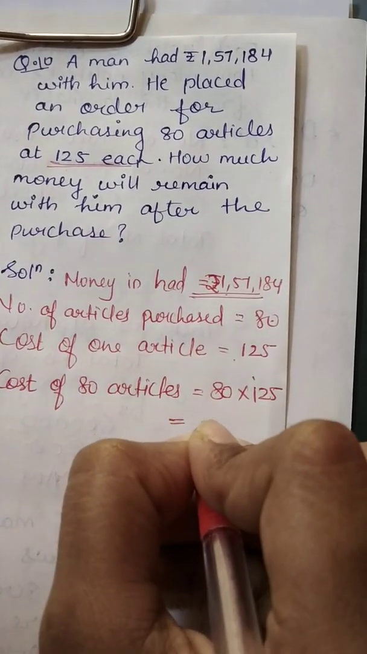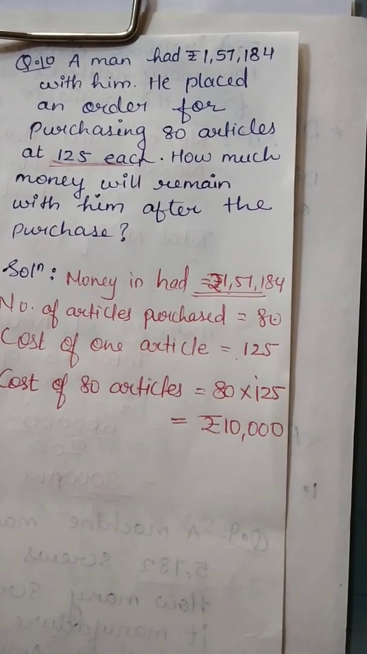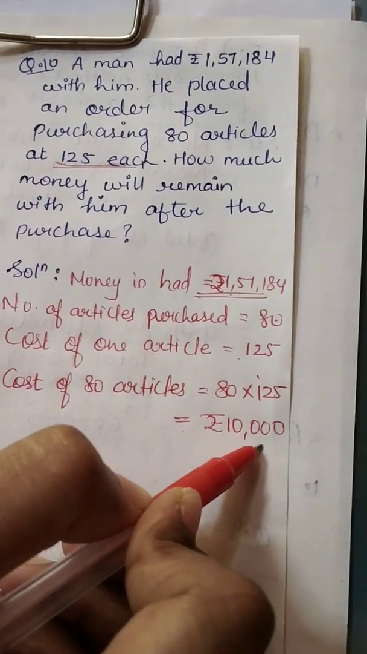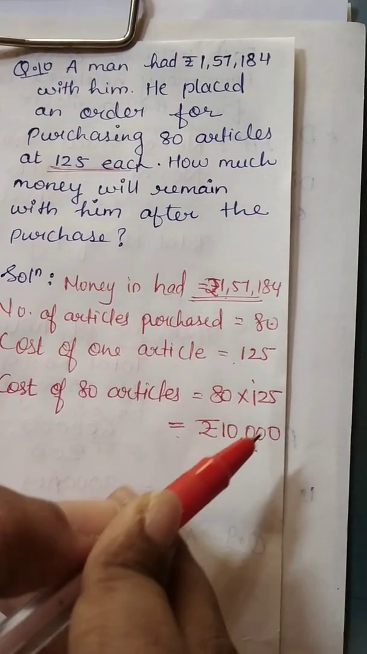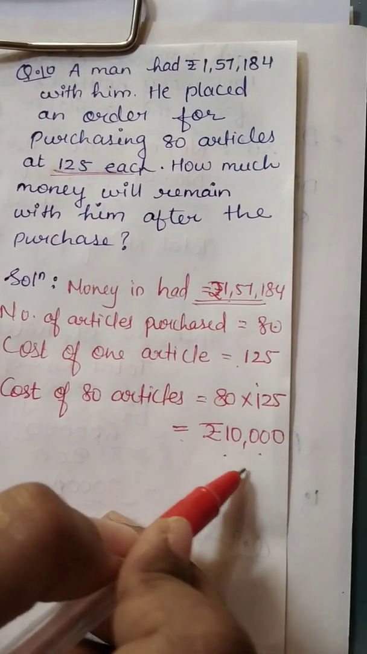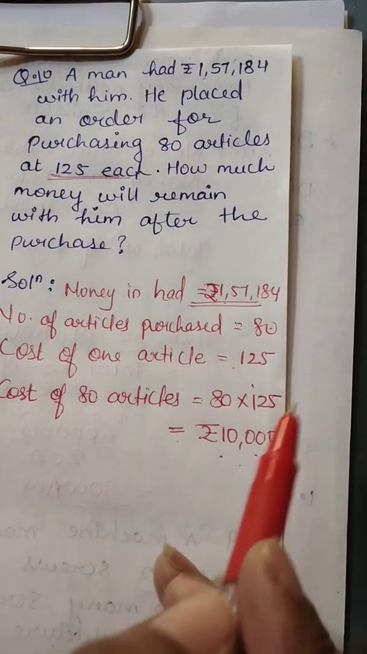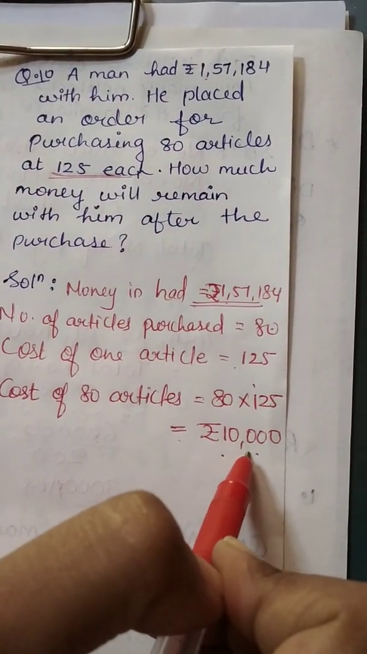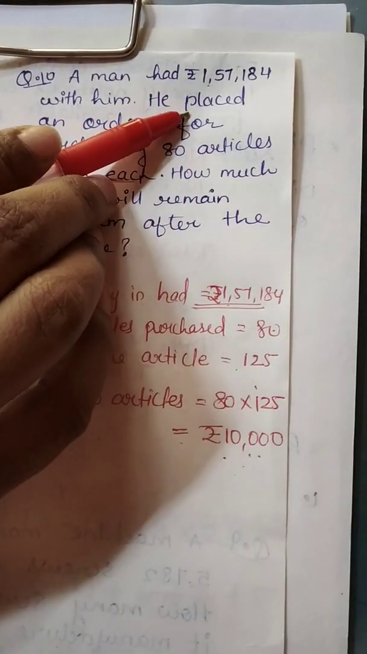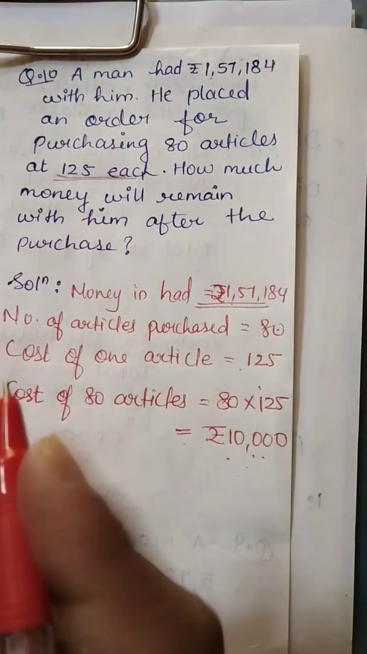So rupees 10,000. Okay. So 80 multiplied by 125, we get the amount 10,000. So if he spent 10,000, how much money will remain with him? So from 1,57,184, if he spent 10,000 to purchase the articles, simply we have to subtract this amount from this 1,57,184. So we'll do it.